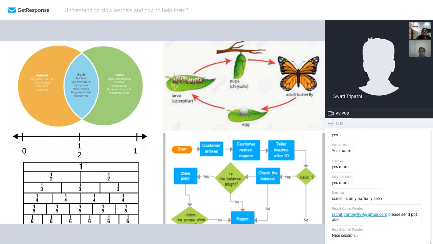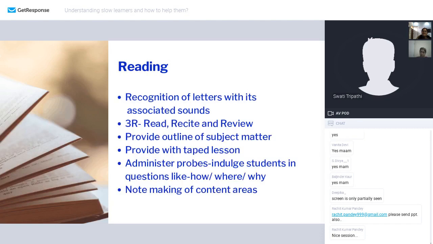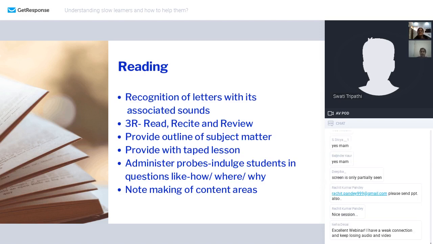Moving on to the next technique. When we come to the reading, writing, arithmetic part of the slow learners, they find it very difficult, as Simi also referred to it. They have problems in recognition of letters with the associated sounds. So we have to work on the phonics part of it also. The 3R will be discussed in detail in the next slide.